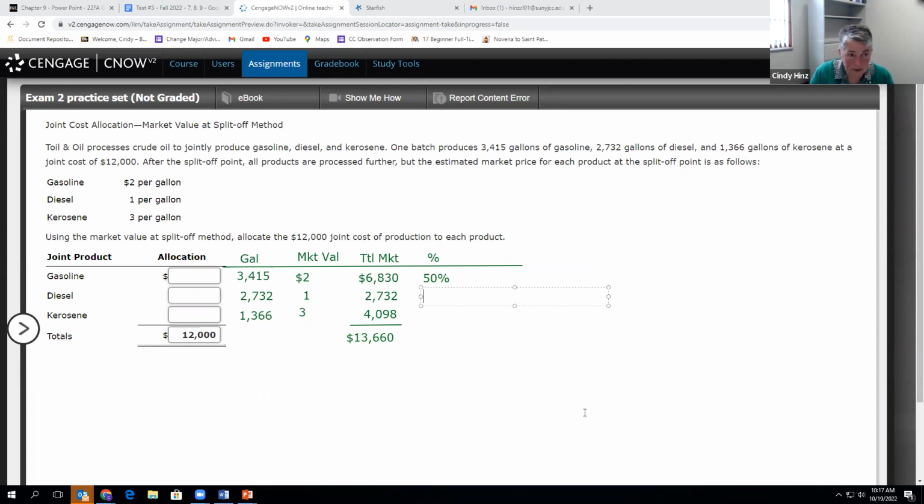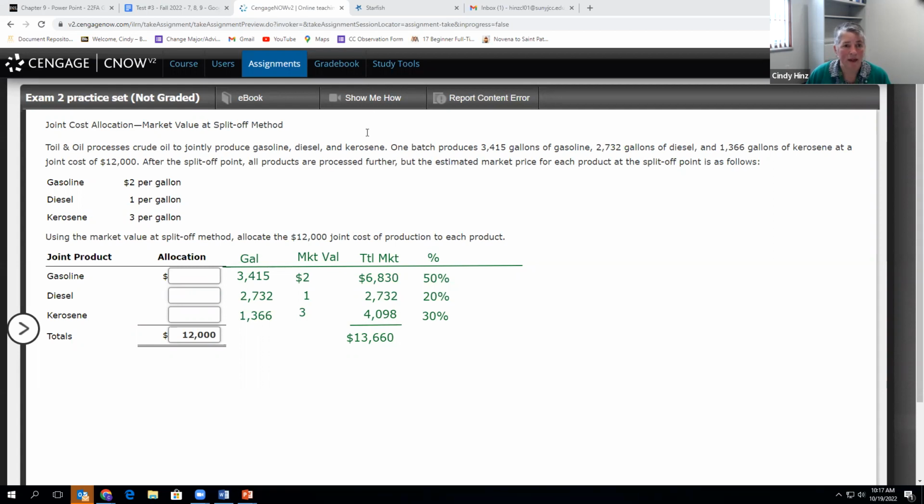$27.32 is the market value of the diesel, divided by 13,660. 20% of the value is for the diesel. And we know then the kerosene must be 30% because these have to total the 100, but of course you can check it. 4,098 divided by 13,660.